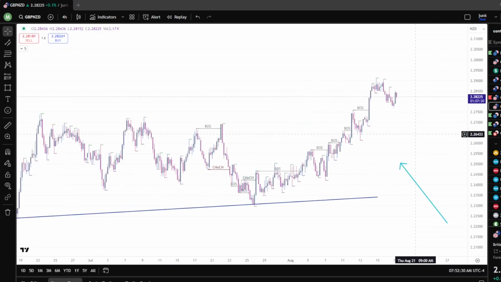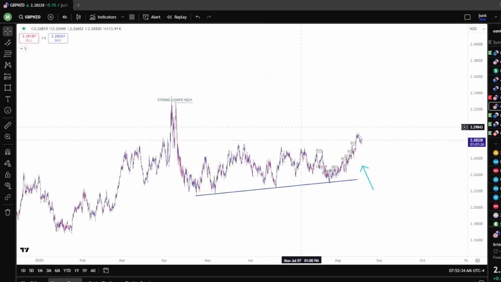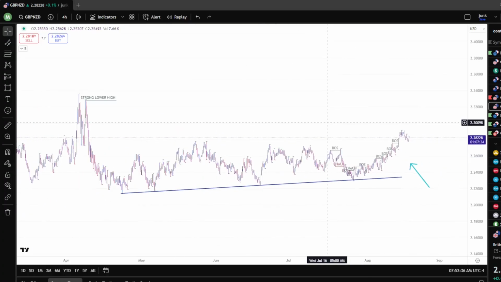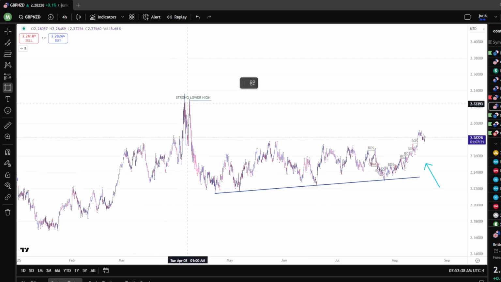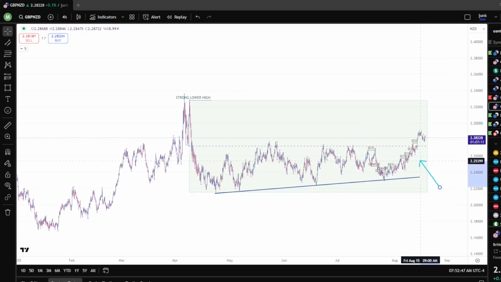GBP NZD, let's go ahead and map out the current range. And now this has come back into premium of this overall range and has finally stayed there. Well, let's go ahead and map out that range.